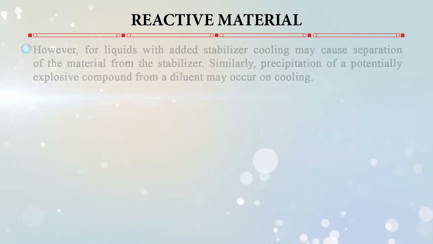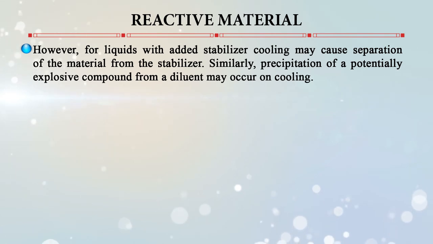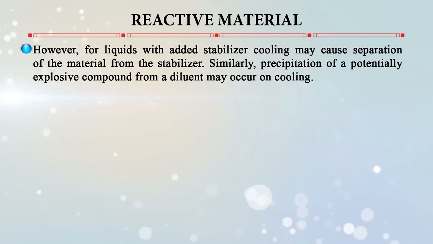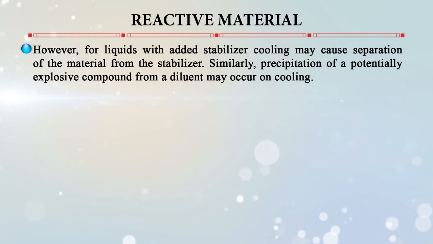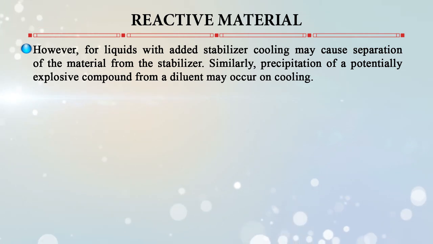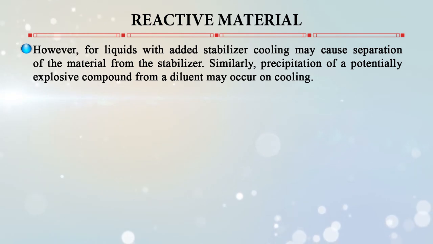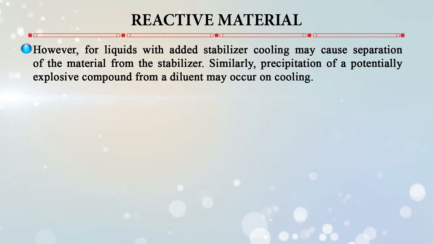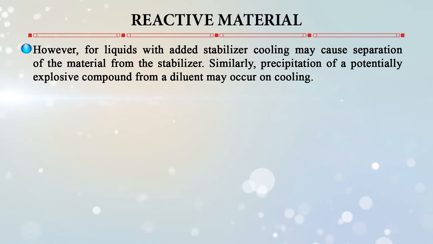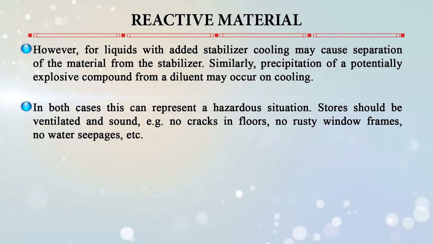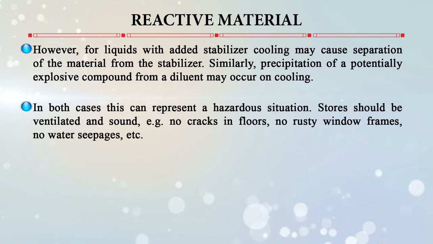Generally, substances of this type are unstable when heated or exposed to light. They should be stored cool and otherwise in the dark. However, sometimes with liquids that have added stabilizers, the cooling may cause a separation of the material from the stabilizer. So precipitation is also an important factor, and a potentially explosive compound may form from a dilution that may occur on cooling. So in both cases, this can represent a hazardous situation.